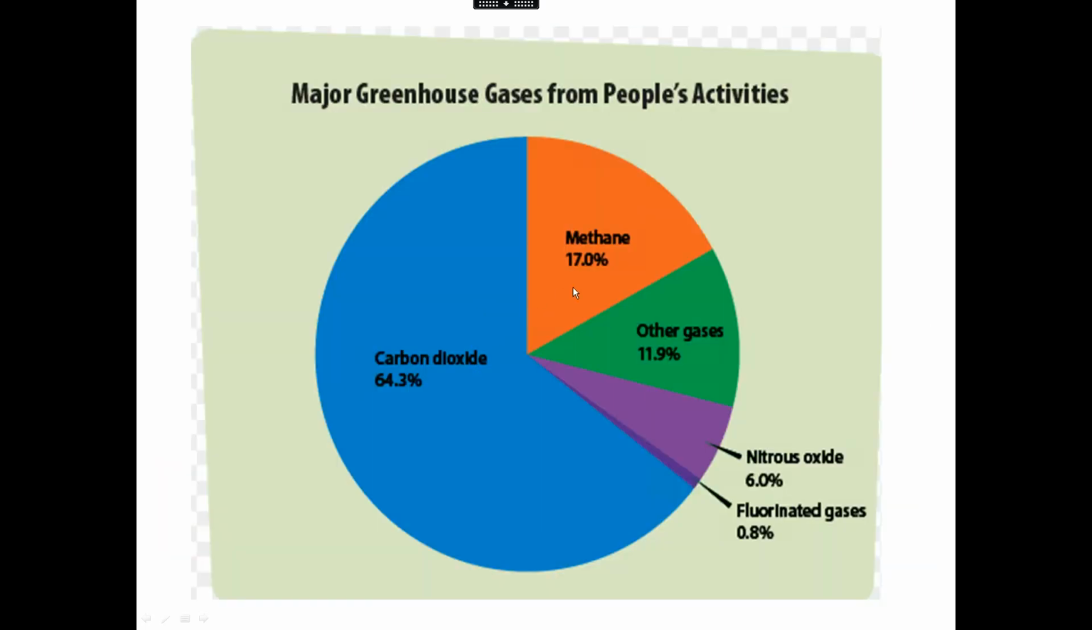For example, methane, which is a gas given out during meat production, is another greenhouse gas which traps heat in the atmosphere. Nitrogen oxides, also sulfur dioxide. There are other chemicals which trap heat in the atmosphere. Also, water vapor is another one.